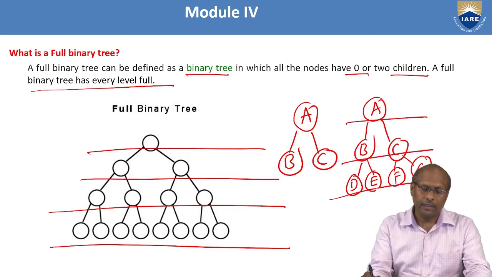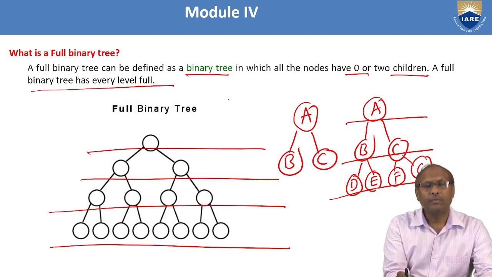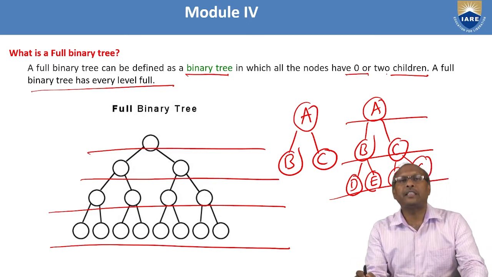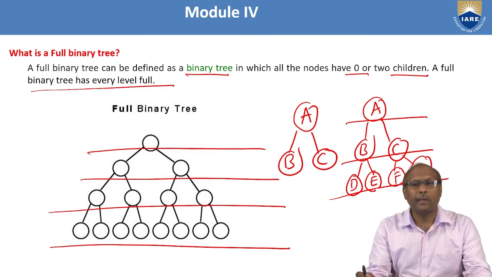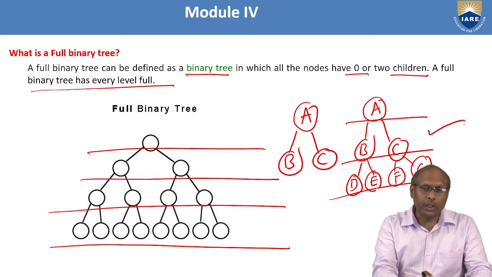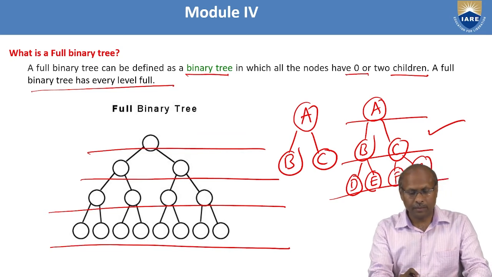Every level is filled. So in a full binary tree, every level must be full, and every node must have 0 or 2 children. A single child is not allowed in a full binary tree. So you must be very careful about which is a full binary tree, which is a complete binary tree, and how both are different from each other.